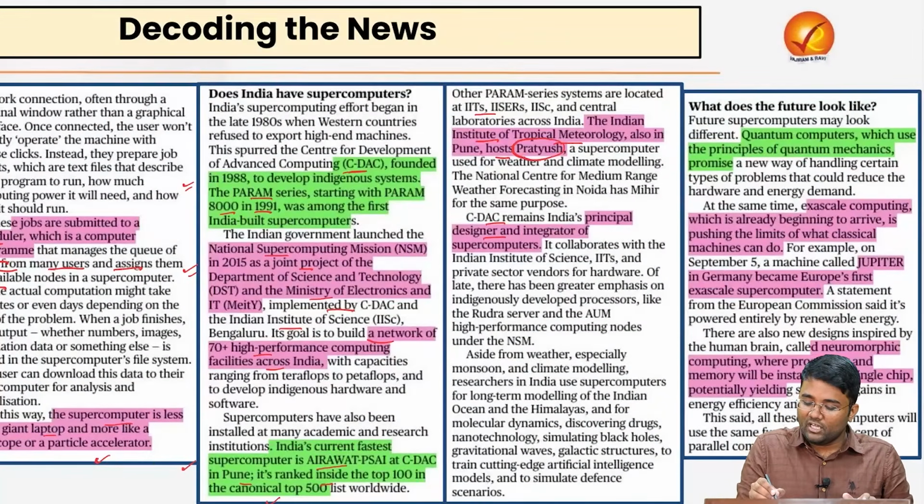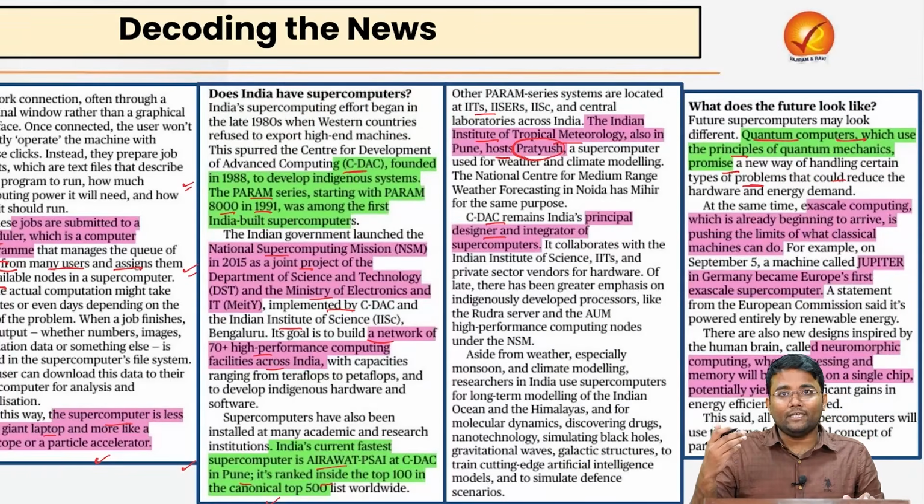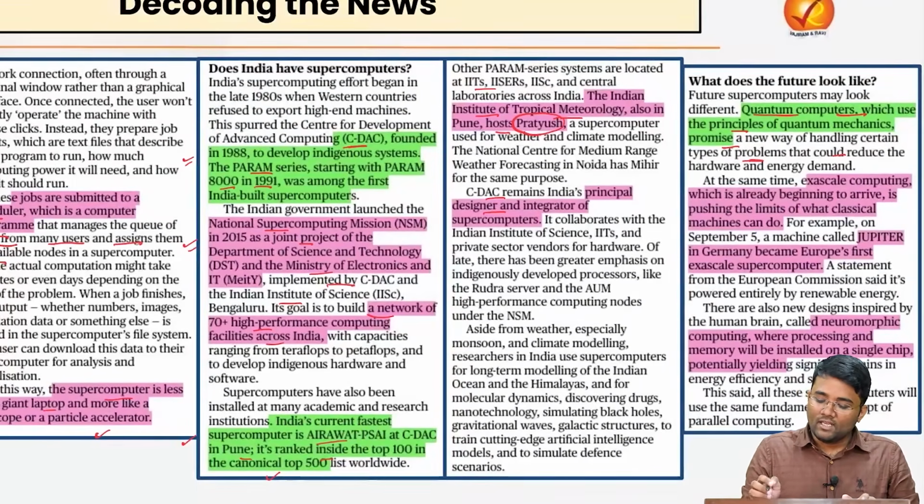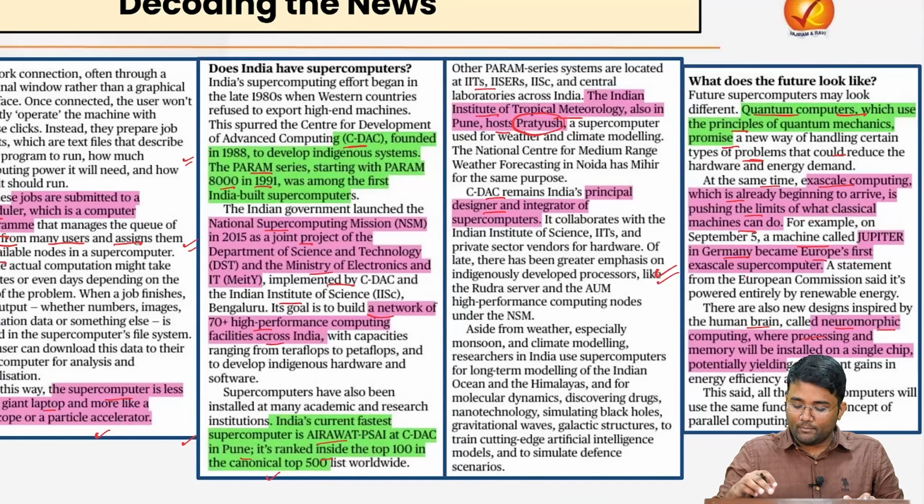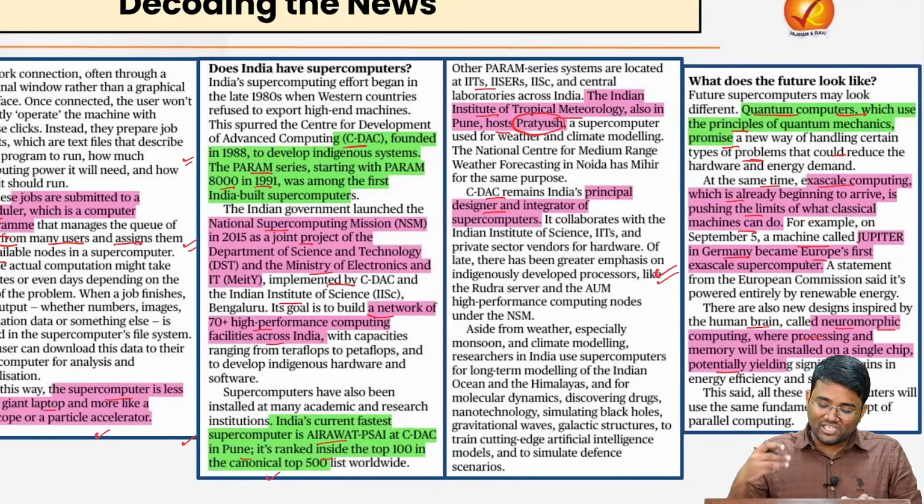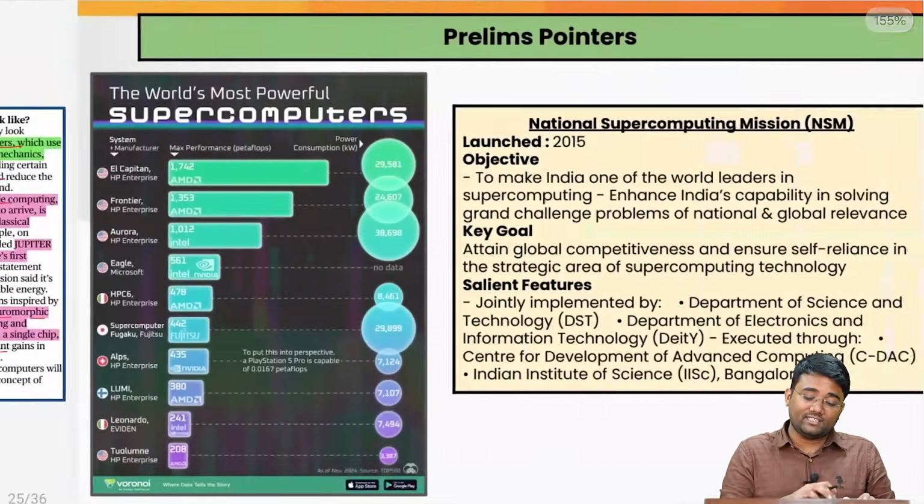Faster decision making will happen with the help of quantum computers, which use the principles of quantum mechanics and promise a new way of handling certain types of problems that can reduce the use of hardware and energy demand. At the same time, exascale computing, which is already beginning to arrive, is pushing the limits of what classical machines can do. For example, a machine called Jupiter in Germany became Europe's first exascale supercomputer. Also, there are new designs inspired by the human brain, called neuromorphic computing, where processing and memory will be installed on a single chip, potentially yielding significant gains in energy efficiency and speed. Less energy will be required, faster decision making will happen.